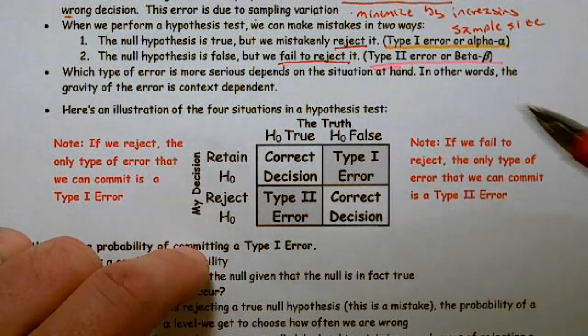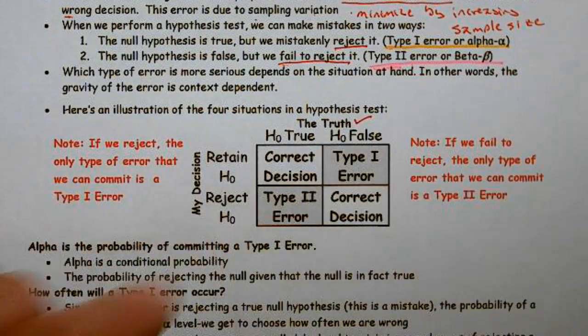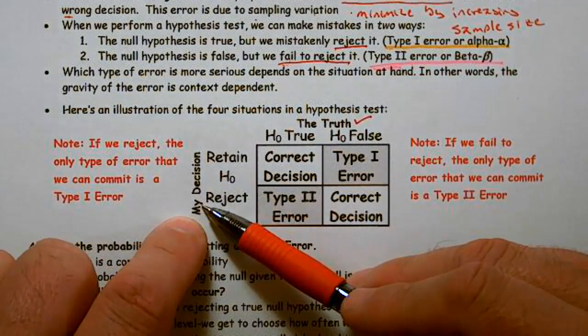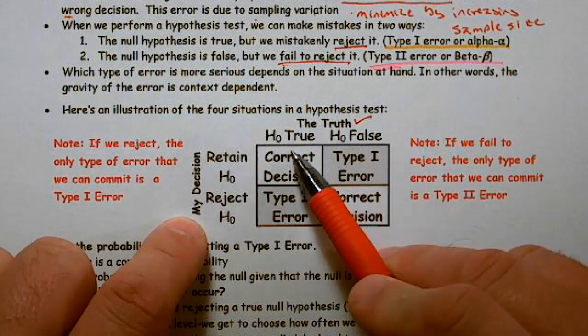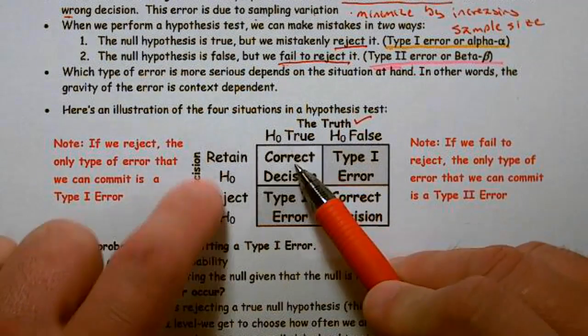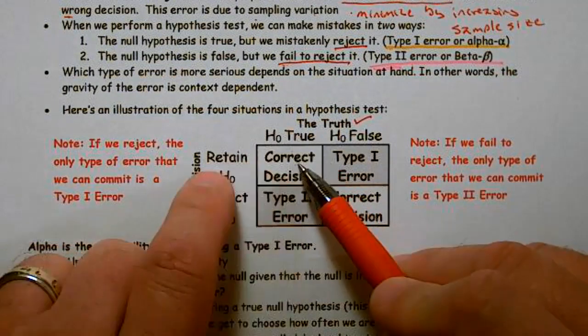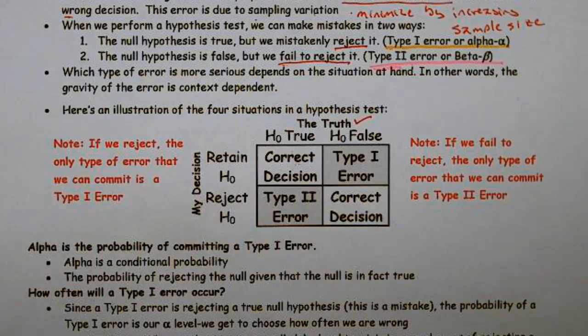So I'm using the same thing. So let's just say this is actual reality. It's the truth. It's what things are. Over here is the decision I made based on my sample. So let's just pretend that the null hypothesis is true. If the null is true and I retain the null, in other words, I failed to reject, the null is true and I retain it, I did the right thing. I believe the truth. I made a correct decision. Yay me, that's a correct decision.